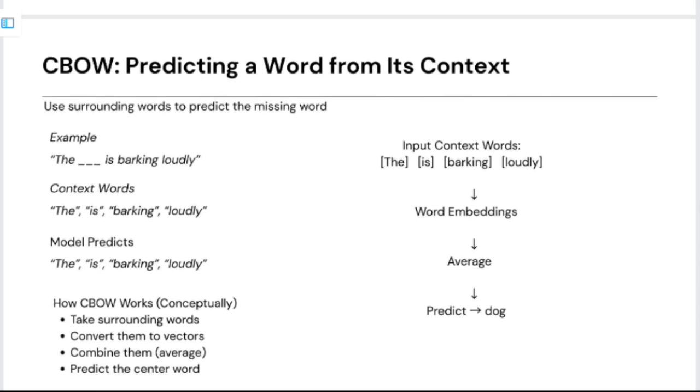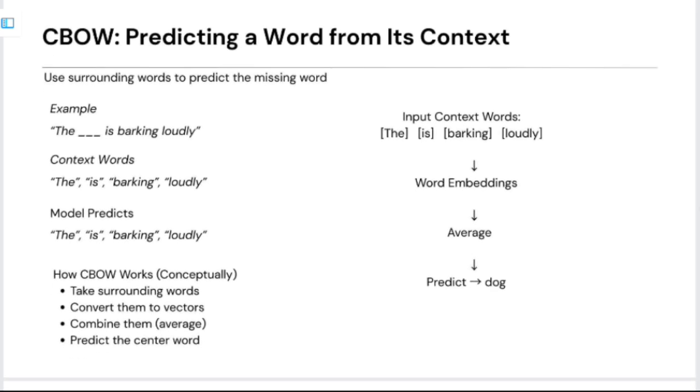In CBOW, we take the surrounding words, the context, and use them to predict the center word. So information flows from multiple context words into one prediction. In skipgram, we reverse this idea. We take a single word, the center word, and use it to predict multiple surrounding words.